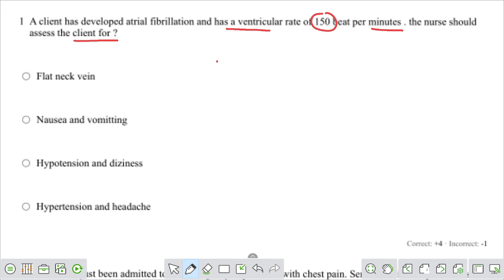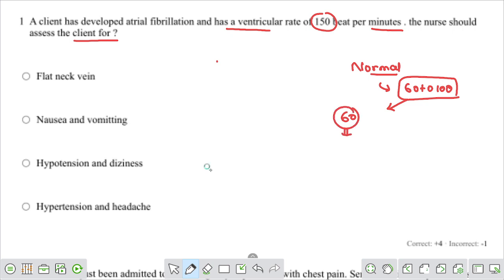Actually, when patients suffer from any type of fibrillation or any change in rhythm, the heart rate increases from the normal. The normal heart rate is 60 to 100 beats per minute. If our heart rate is reduced below 60, this is known as bradycardia. And if our heart rate increases to more than 100, this is known as tachycardia.